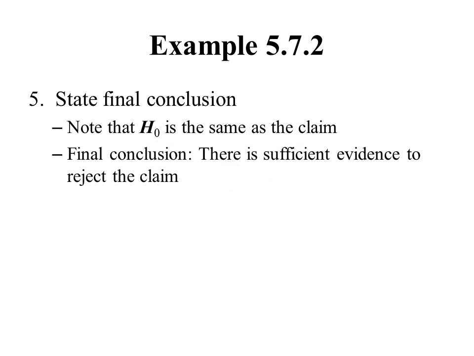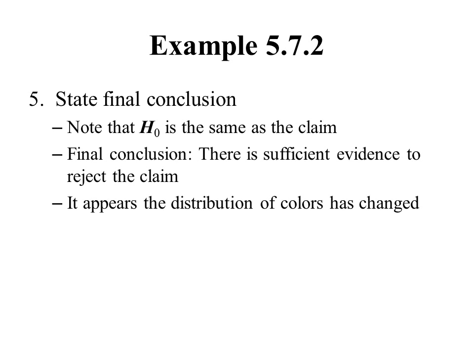So our final conclusion is that there is sufficient evidence to reject our claim, that the distribution today is the same as it was in '96. So that means, in even less technical terms, it appears that the distribution of colors has changed. It's not the same as it was in '96. Now, exactly what is the distribution today? I don't know. We'll analyze that question a little bit more later, but all we can say right now is that it looks like the distribution has changed.